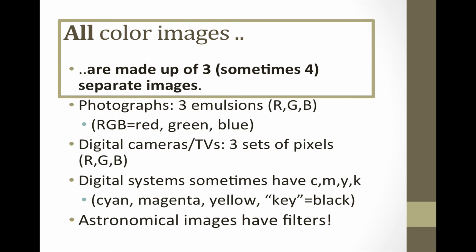The oldest color photographs, the innovation that color photographs brought over black and white photographs, is that there are stacks of 3 emulsions, a red one, a green one, and a blue one. In other words, there's an emulsion that's sensitive to red light, an emulsion that's sensitive to green light, and an emulsion that's sensitive to blue light, all stacked up. Digital cameras or TVs literally have 3 sets of pixels all interlaced. Sometimes you can have 4 sets of pixels for cyan, magenta, yellow, and black, which is CMYK as opposed to RGB. Astronomical images, when we're doing this, have different filters that you apply to the data.